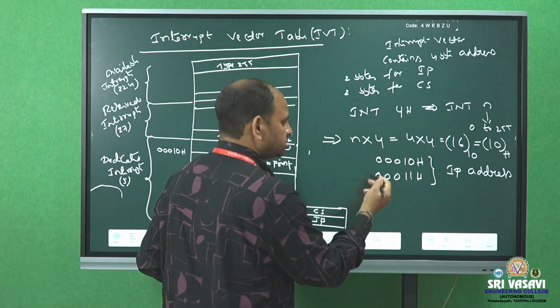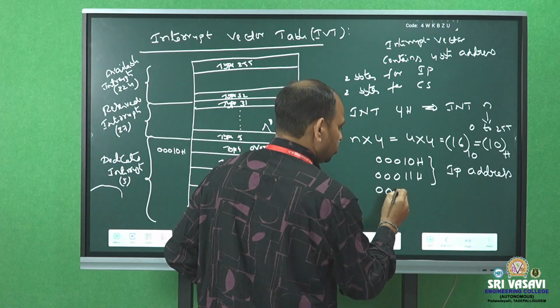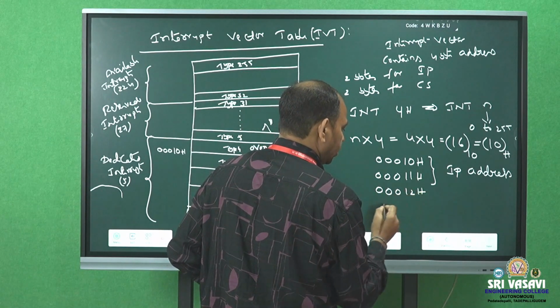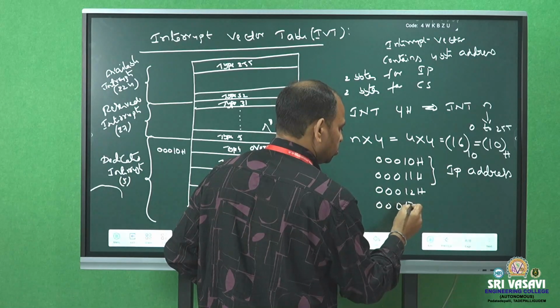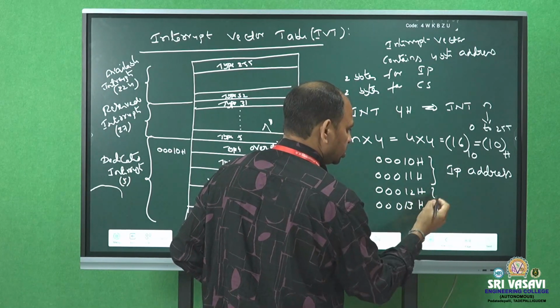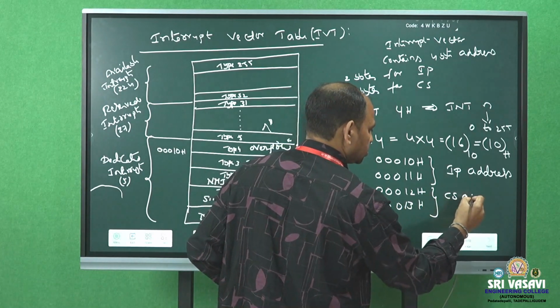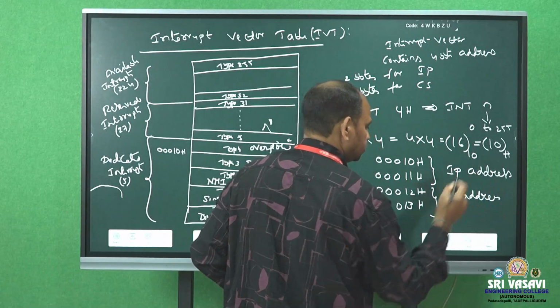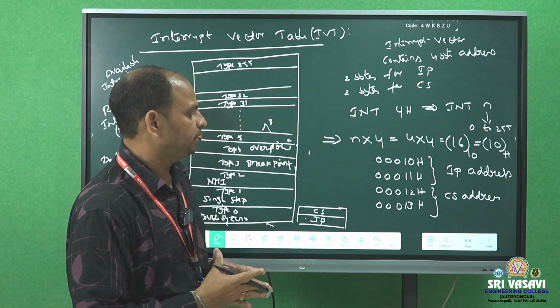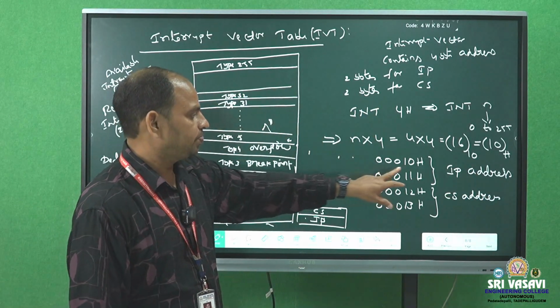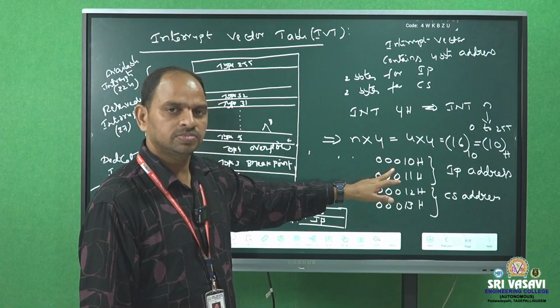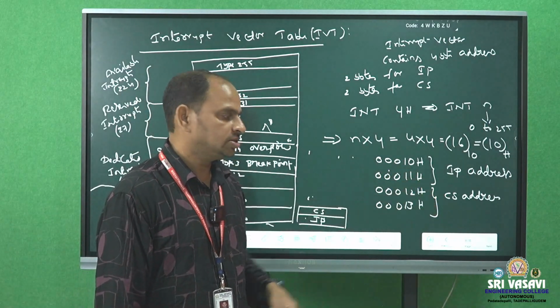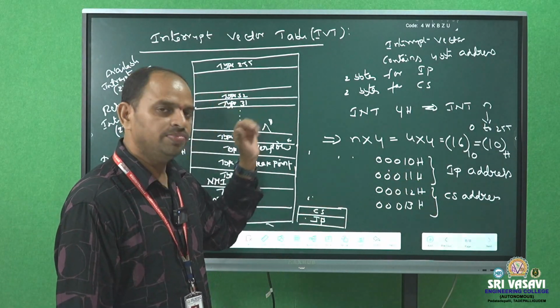Okay, next 00012H and 00013H. In these two locations we have the CS address. So the microprocessor fetches the address from these locations, that is the IP address and CS address, and goes to the ISR.